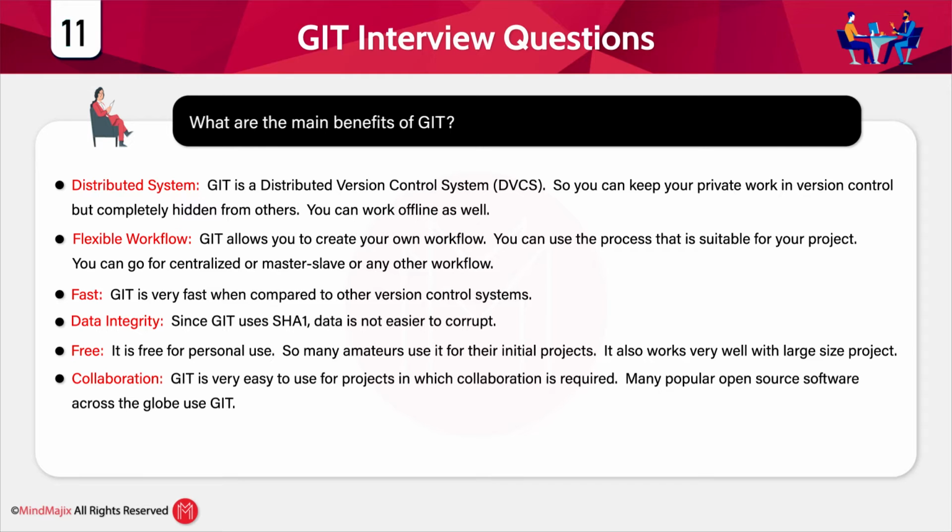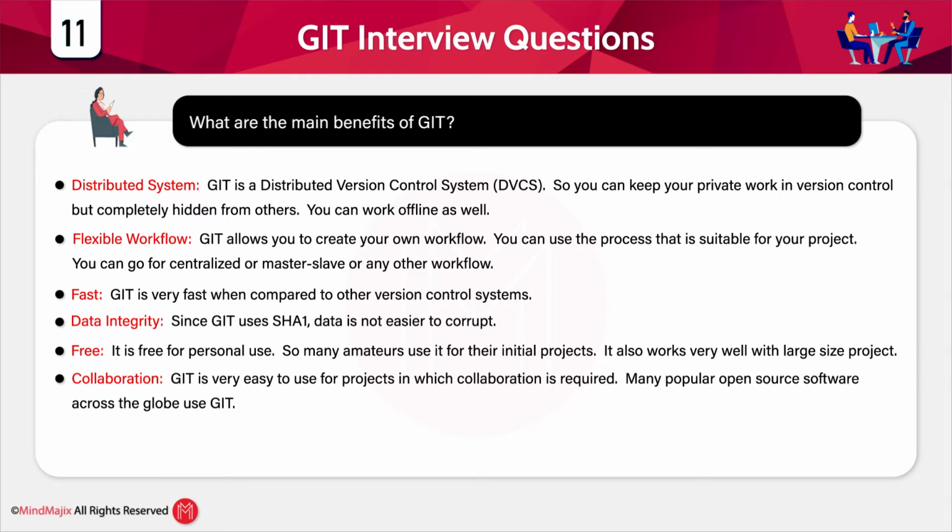Fast. Git is very fast compared to other version control systems, because it is a distributed version control system. Data integrity. Since Git uses the SHA algorithm, data is not easy to corrupt. Whatever data you commit to the local or remote repository will be stored in encrypted format. Plain text is converted to ciphertext using an algorithm called SHA.